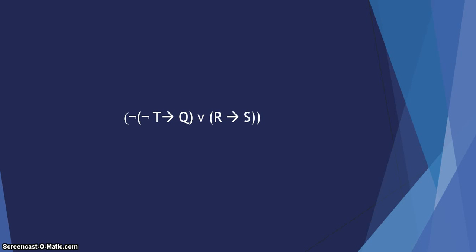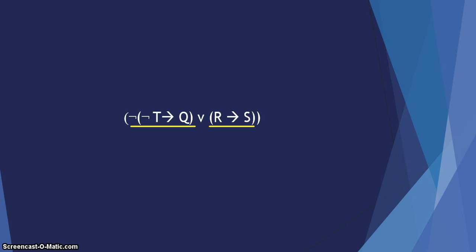We can make it more complicated. We can take our "it's not the case that if not T, then Q," and we can disjoin it to another conditional, "if R, then S." Now notice what we have here. We have a new complex claim. The whole claim has a truth value. Each of its parts has a truth value, but the whole claim also has a truth value.